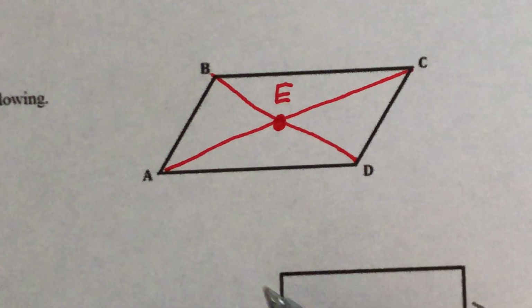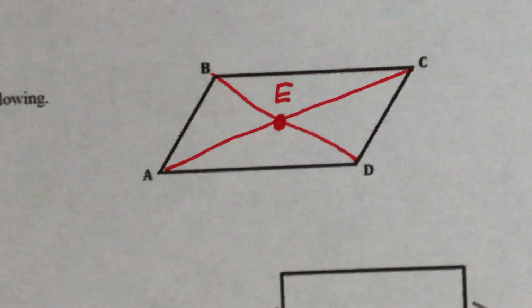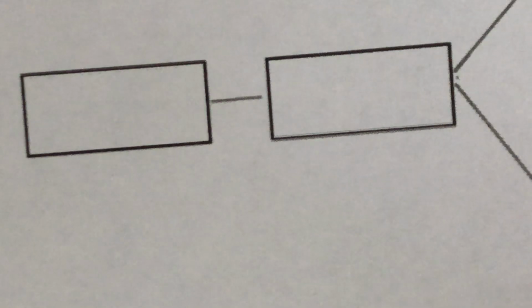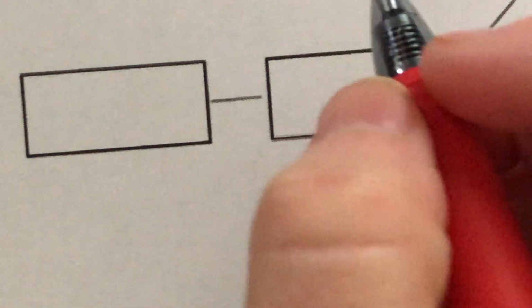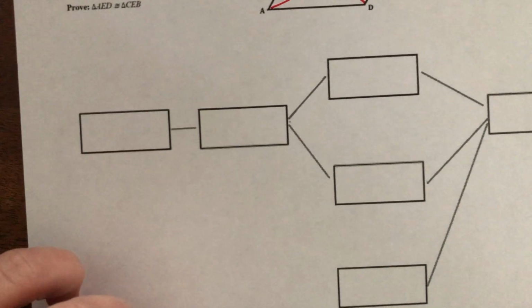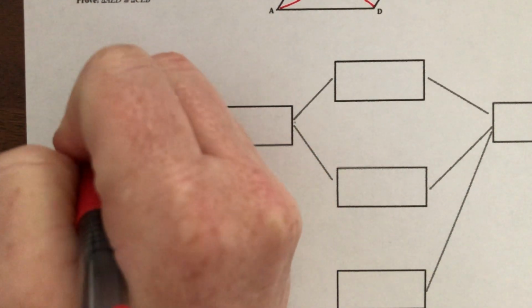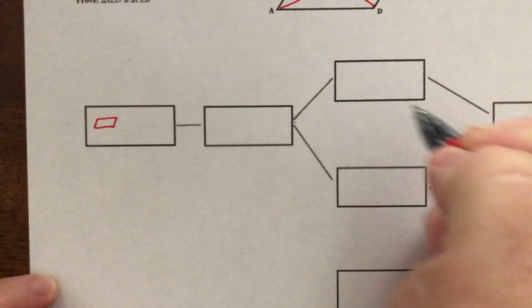So how am I going to prove these are congruent if this is a parallelogram, right? Well, first thing I want to do in my flow proof, and I already drew the boxes for you. That wasn't there. I drew them for you. Is write my given in my very first box. And I can back up so it's easier to read. Okay, so given that ABCD is a parallelogram. Parallelogram. Draw a little parallelogram.